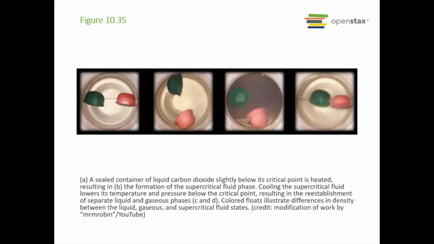These pictures, which we're going to actually watch as a video, show liquid carbon dioxide starting just below its critical point. In A, that green and red thing are just floaters with different densities to show you what's happening as far as the density goes. Then you hit the supercritical phase in B, and you can see that the green has a lighter density, hence why it's floating, but the red now has a higher density. So the supercritical phase is in between those densities. Once it's cooled, we lower the temperature and pressure below the critical point in both C and D, and again, those colored floats show our differences in density.